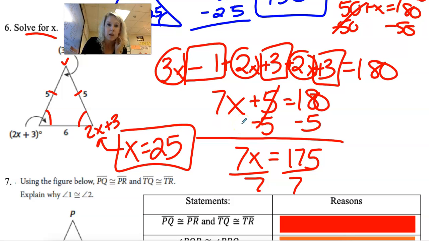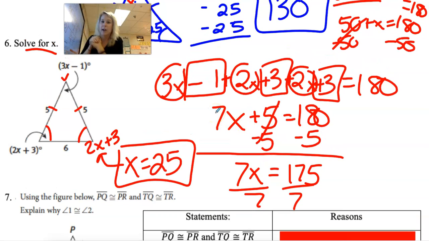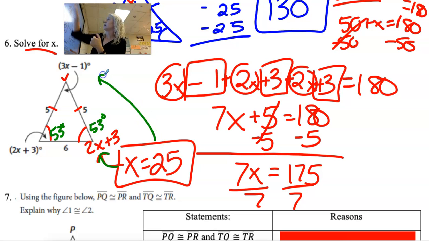So let's check it for the heck of it to see if we're correct. If I substituted in here, 2 times 25 is 50, plus 3 is 53. So my base angles are both 53 degrees. Let's plug it into the top, substitute it. 25 times 3 is 75, minus 1 is 74. So then let's check that out. If I add this angle and this angle and this angle, I better get 180 degrees. So 53 plus 53 plus 74. It worked out. I got it right.